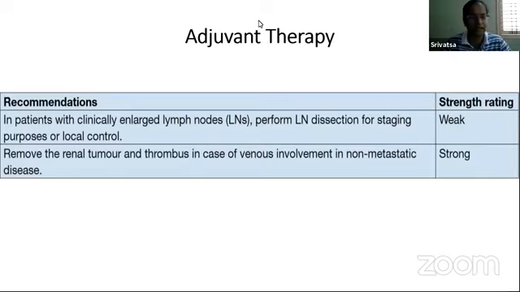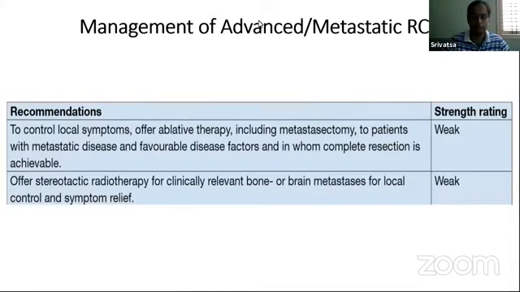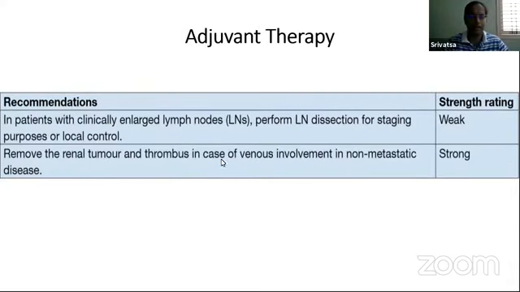In patients with clinically enlarged lymph nodes, perform lymph node dissection for staging purposes or local control. Do not offer adjuvant therapy. Remove the renal tumor. Yeah, so I think the slide has come back again. There is no strong evidence to suggest that patients with R0 resection, irrespective of adverse histopathological factors, should receive adjuvant therapy.